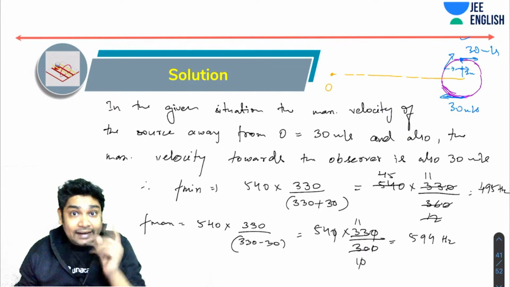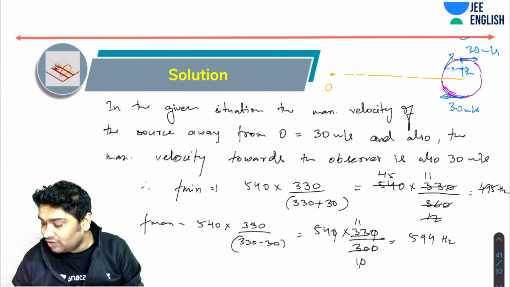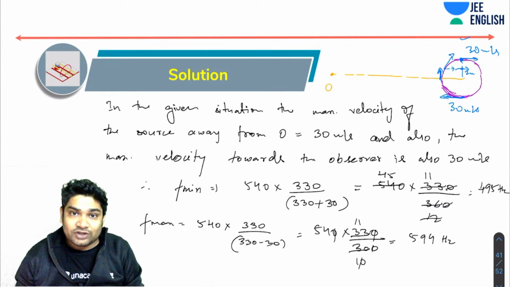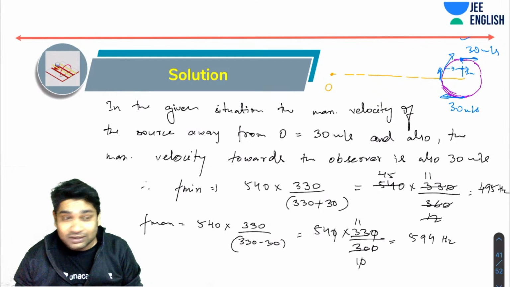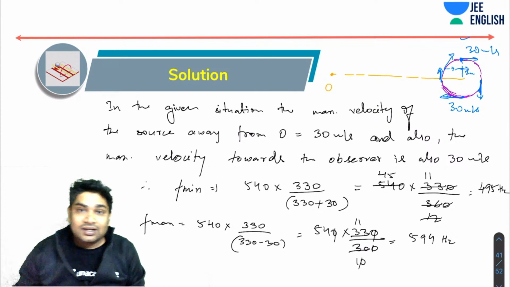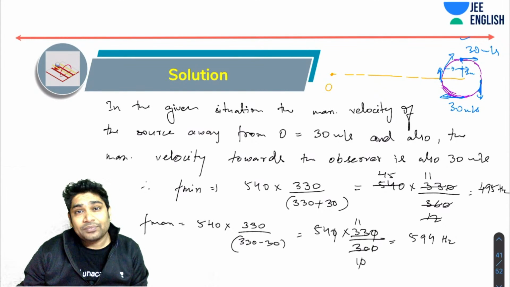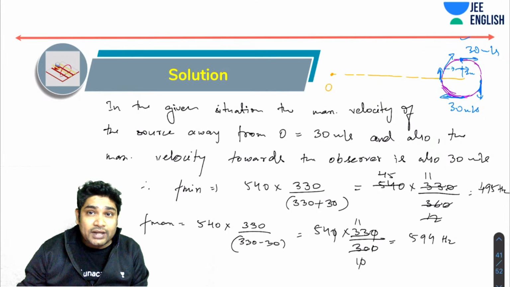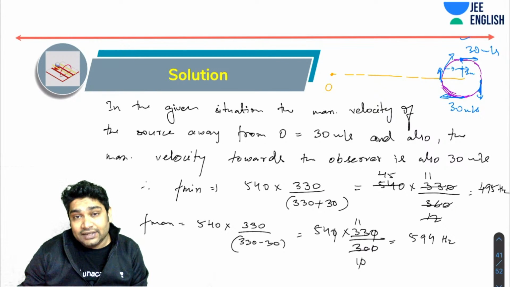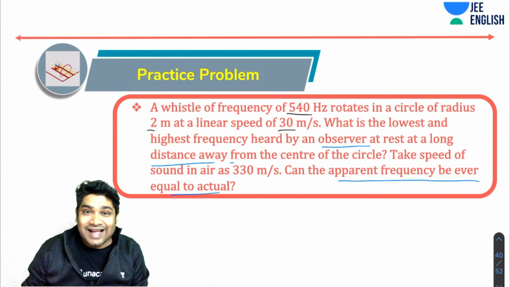And yes, the actual frequency is also heard. Actual frequency would be heard twice in every circular motion. Once when the velocity becomes like this, then you have no component of the velocity of the source going towards or away from the observer, and a second time when it is moving here. So at these two instants, the source has zero velocity along the line joining the observer and the source. So yes, at these instants the apparent frequency will be equal to the actual frequency.